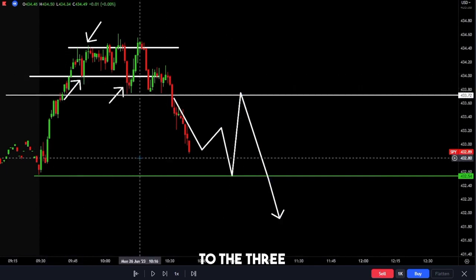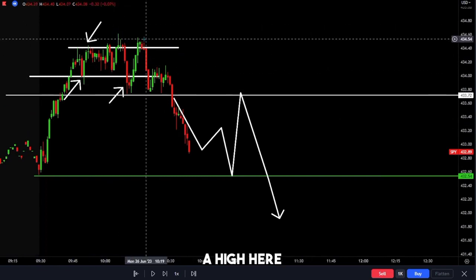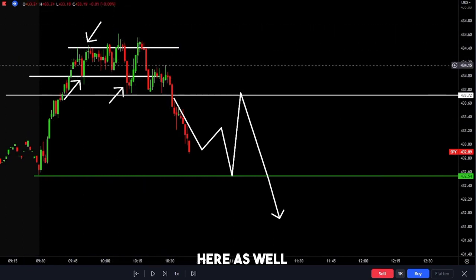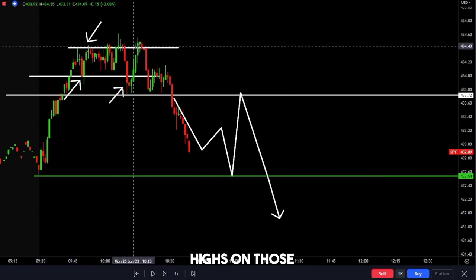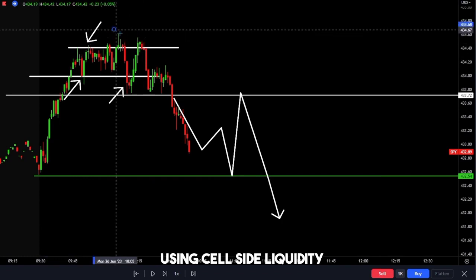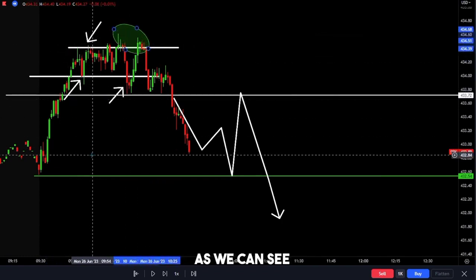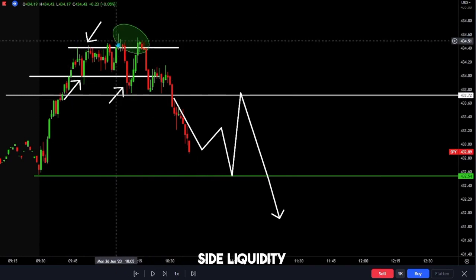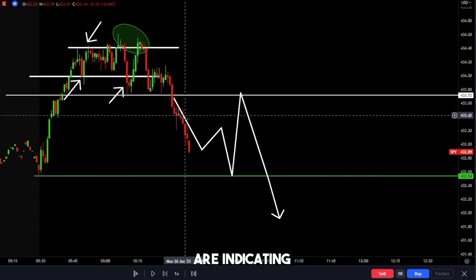And this brings us to the 3 qualifications that we need to enter. Number 1, we need to understand which way is market structure breaking. We can see that we actually created a high here, a lower high, and a lower high here as well. Along with this, what we can also see is when we were making those equal highs, we were actually using sell side liquidity all the way through these 2 levels, right? As we can see, these 2 levels, we use sell side liquidity and we actually couldn't get above these levels. And that's what these wicks are indicating as well, right?